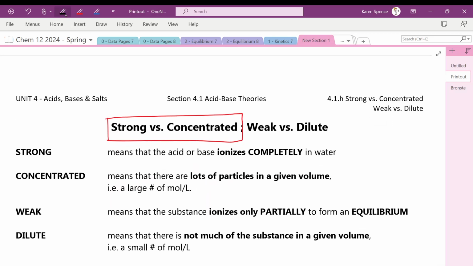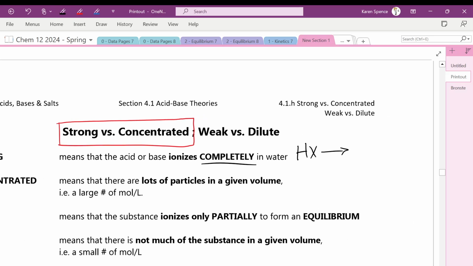Okay, strong ionizes completely in water. So if you have HX, your acid, you're going to have a one-way arrow, and you'll end up with H plus and X minus. How much of the HX is left? You have 0% HX. How much do you have? You have 100% H plus and X minus. That's what strong means, okay?